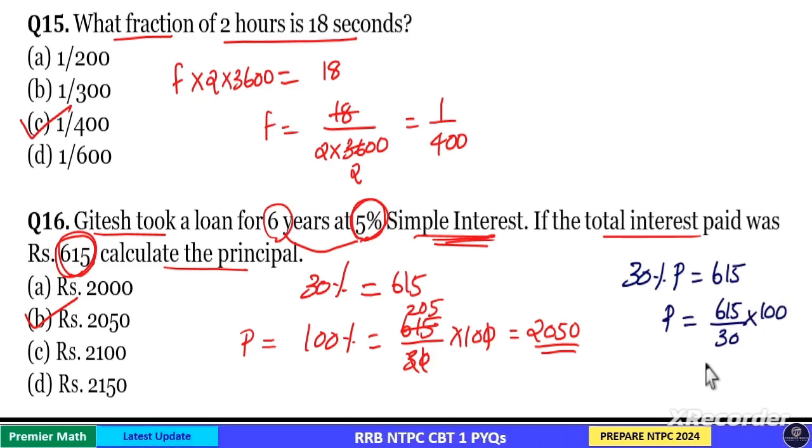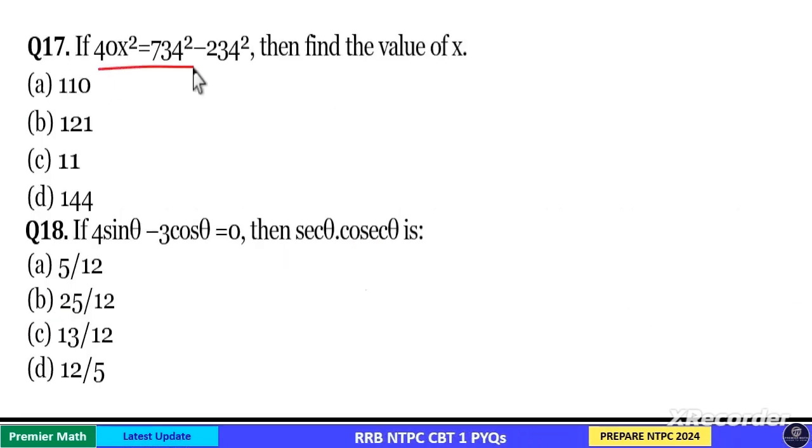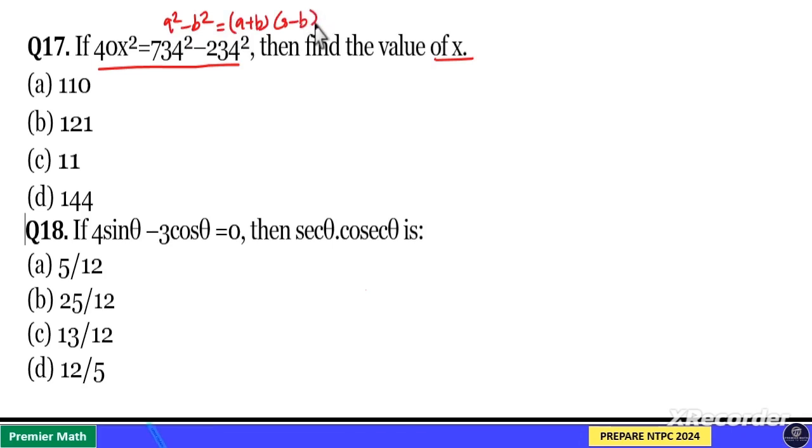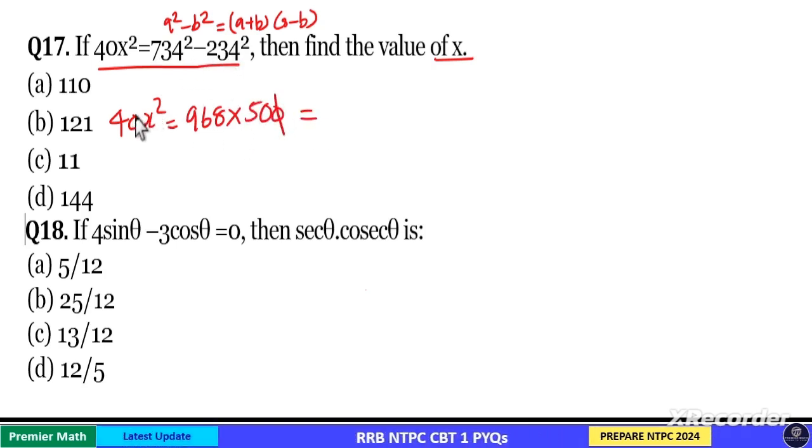This is also correct. If 40x square is equal to 734 square minus 234 square, then find the value of x. Here this is in the form of a square minus b square, which is a plus b into a minus b. That is, 40x square is equal to 734 plus 234 into 734 minus 234. 734 plus 234 is 700 plus 200, 900, 34 plus 34, 68. So 968 into 734 minus 234 is 700 minus 200, 500. 34 minus 34, 0. So 0, 0 cancel.